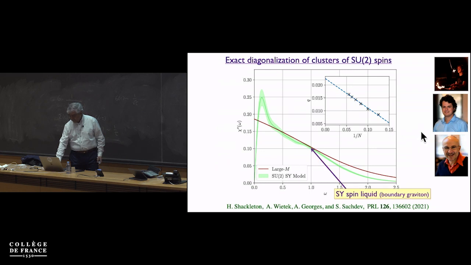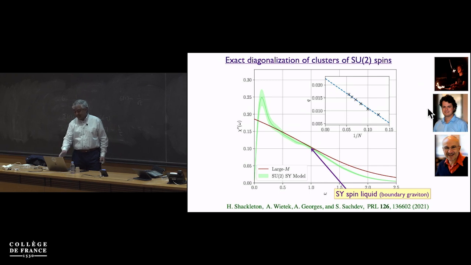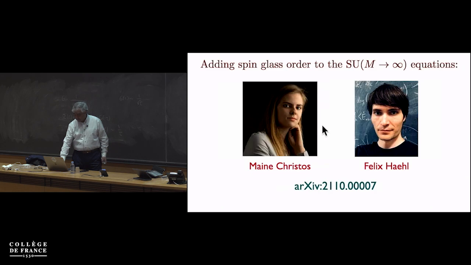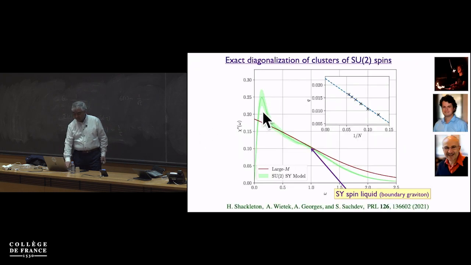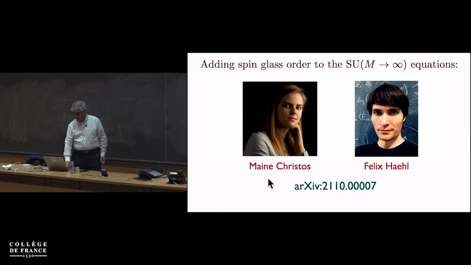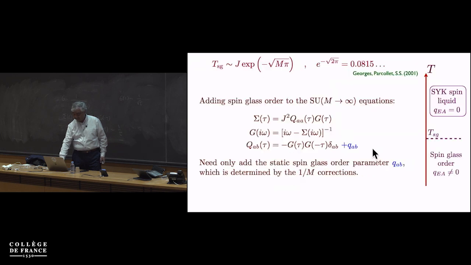So if this interpretation is correct, which I believe it is, then this is an observation of a graviton, at least in the fully connected spin model. We can also ask what happens when you extend these equations at m equals infinity, and how do you get this little peak over here? This is something my student Maine Christos and Felix Haehl looked at. I'll very briefly just mention their results.